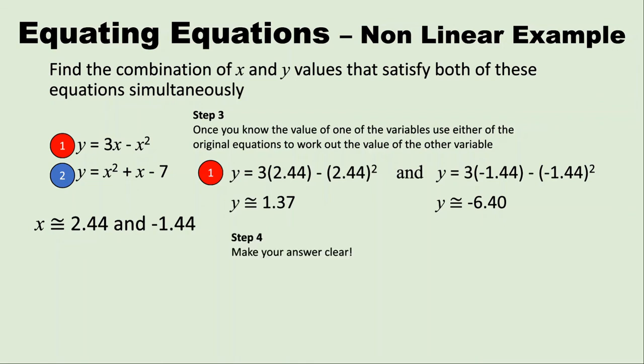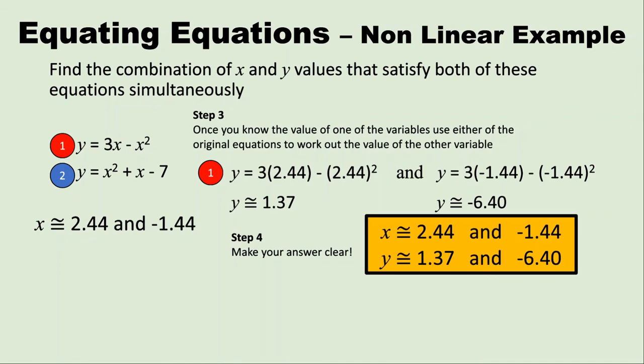Step 4, let's make that clear. When x is equal to 2.44, y is equal to 1.37. When x is equal to negative 1.44, y is equal to negative 6.40. If we were asked to show this on a graph, we would say that this was one of our coordinates where the two curves cross, (2.44, 1.37), and this is another coordinate where our two graphs cross, (negative 1.44, negative 6.40). Step 5, let's check that our answers are correct.